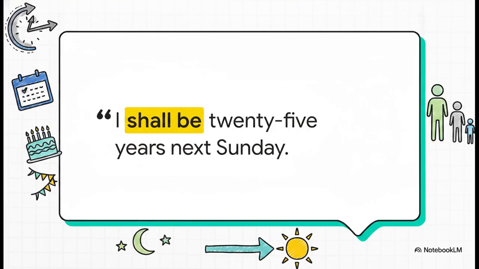So, the crucial point is understanding when exactly to deploy that simple future. Take a look at the sentence, I shall be 25 years old next Sunday. We use the simple future for facts that are entirely outside of our control. Obviously, we cannot control aging, so expressing this future reality requires that straightforward simple future tense.